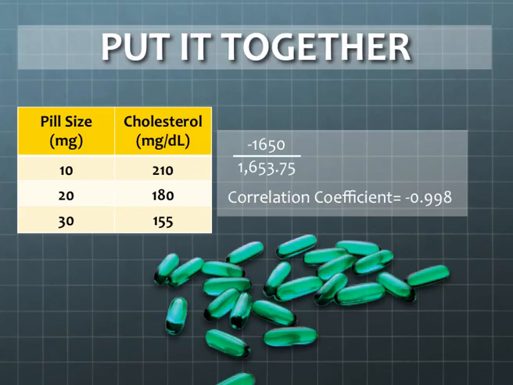Remember that if the coefficient is close to 1 or -1, it is a very strong correlation. In this case, we're extremely close. Also remember that a negative correlation means that the variables are doing opposite things. In other words, as the pill size got bigger, the amount of cholesterol got smaller. When the correlation is this strong, it means that there is good evidence that the pills are working. It isn't just a coincidence. The two variables are definitely related.